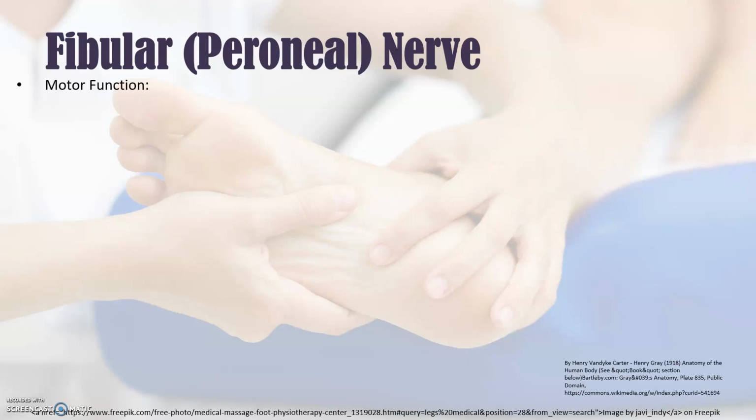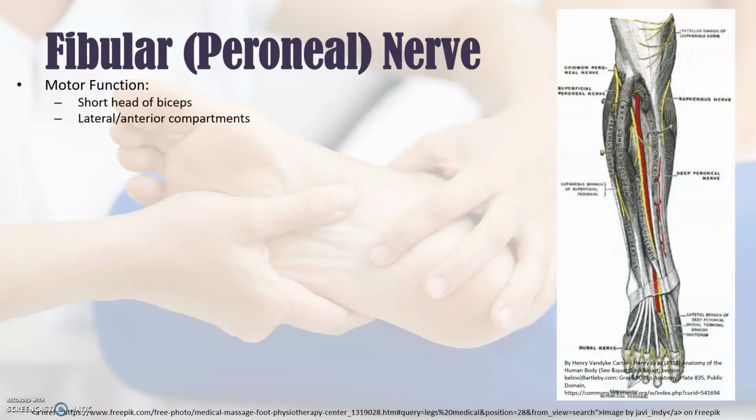So the motor supply of the common peroneal nerve is the short head of the biceps and the lateral and anterior compartments of the leg, and its sensory function would be the lateral leg and the dorsum of the foot. So all of the anterior and lateral compartment muscles will be supplied by the deep peroneal nerve.